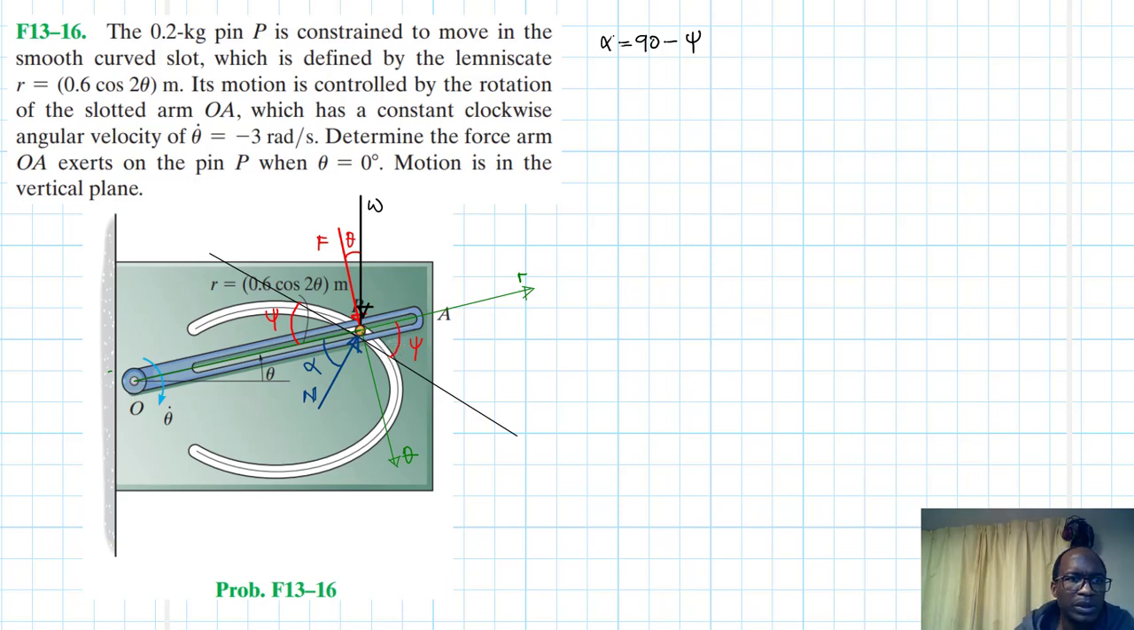This is a negative one, and so is this one here. So this one here is 90 minus psi, and we need it. So let's write down the components of these particular forces.